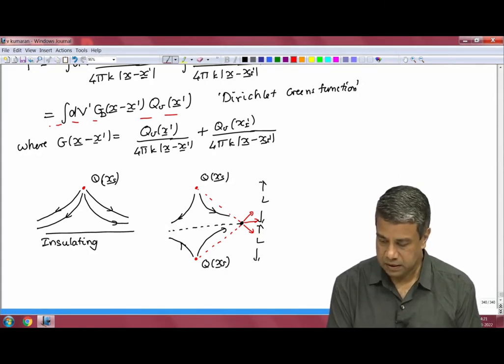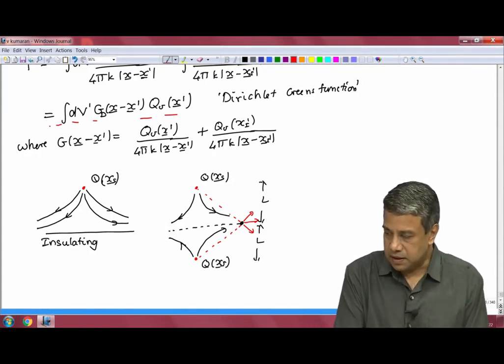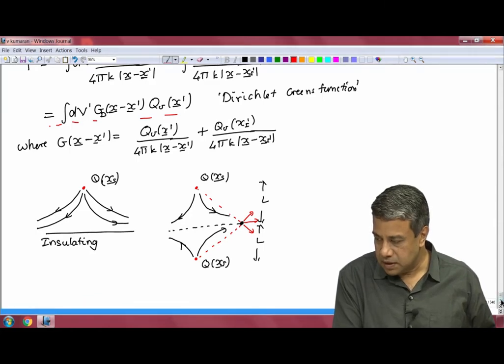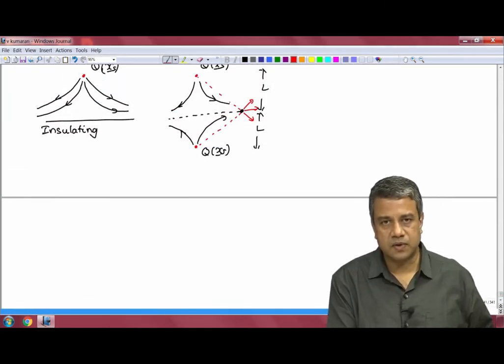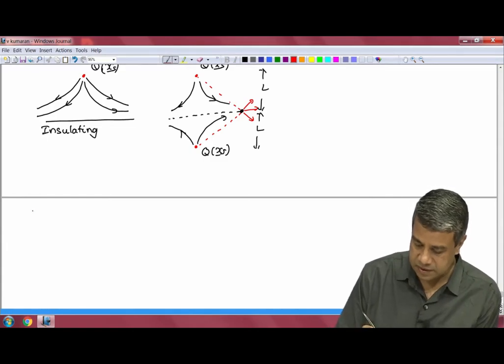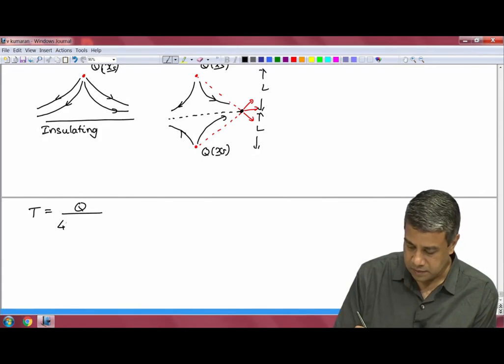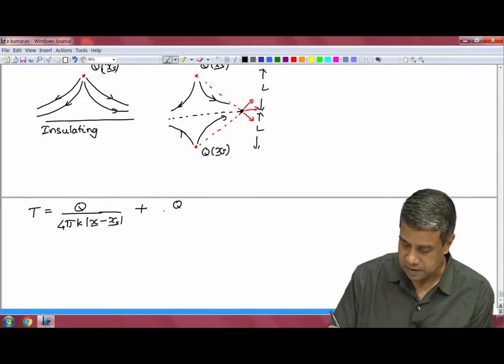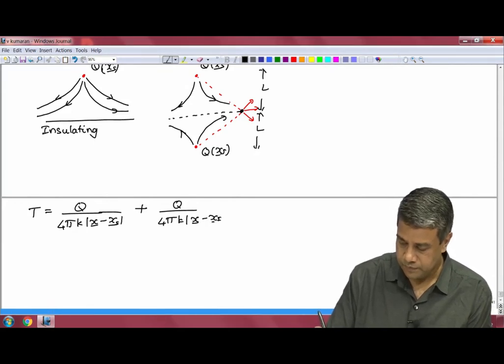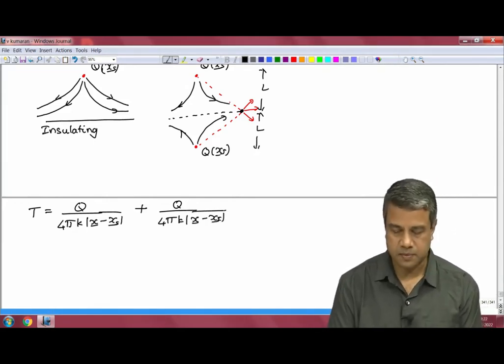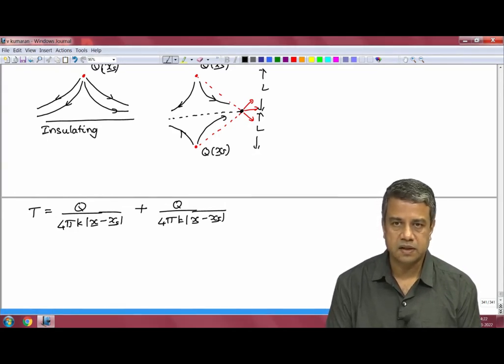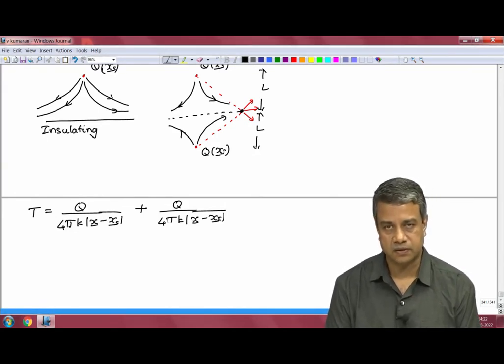So, putting an image source which has the same sign as the source results in a 0 flux boundary condition for an insulating surface, and the temperature field due to this is equal to Q by 4 pi K times the distance to the source, with a plus sign, plus the same term for the image source. So, that is the temperature field. This ensures that the flux perpendicular to the surface is identically 0 at the surface itself.